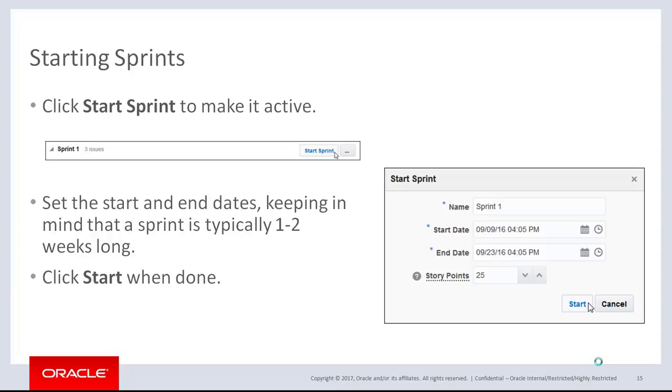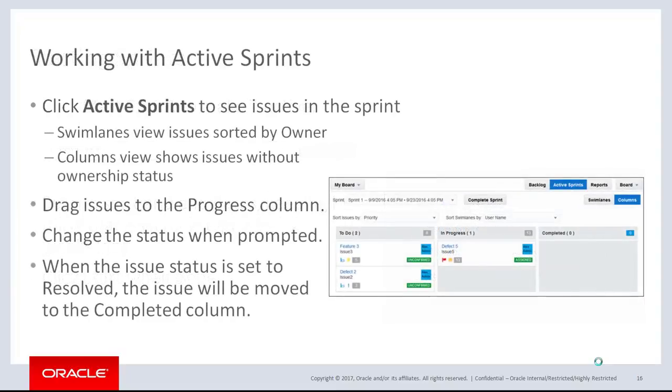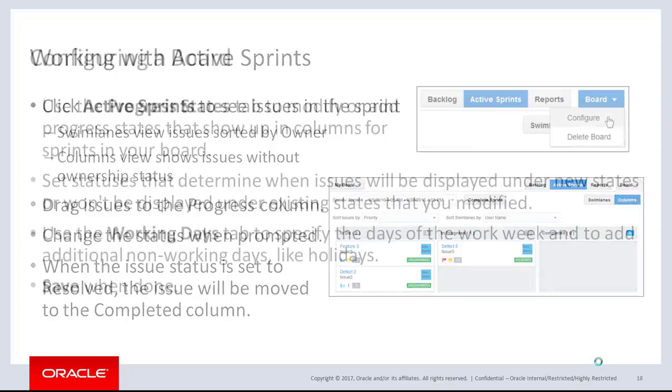Set the start and end dates, keeping in mind that a sprint is typically 1 to 2 weeks long. Then click Start. Click Active Sprints to see issues in the sprint. Swim lanes show issues sorted by owner. Columns show the same without the ownership status. Drag issues to the progress column and change the status appropriately when you're prompted. When the issue status is set to resolved, the issue will move to the completed column.